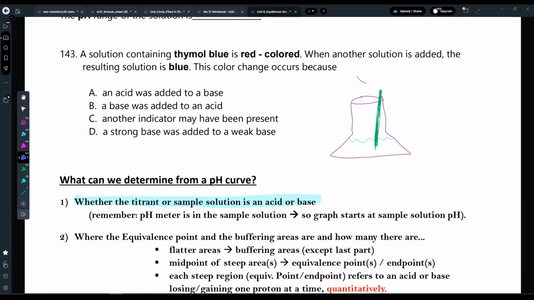Then, because you are doing a titration, you have your burette here. As you add your titrant from your burette into your Erlenmeyer, as it mixes in with your sample solution, the pH of the solution in your Erlenmeyer flask gradually becomes more like the pH of the titrant.